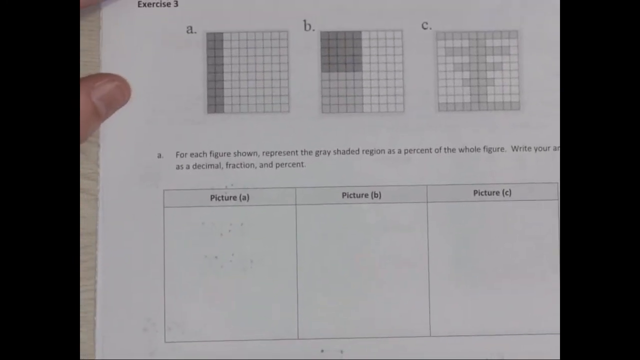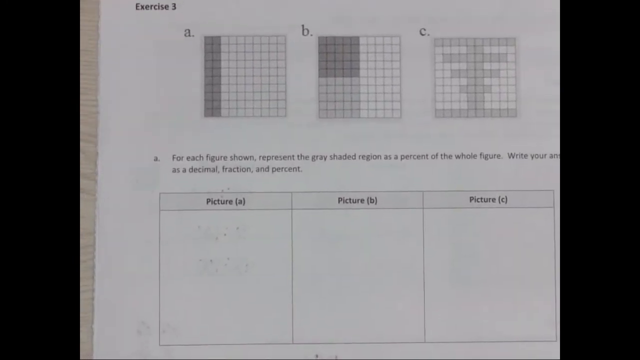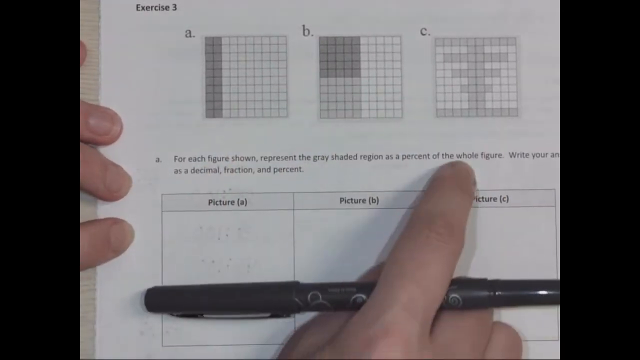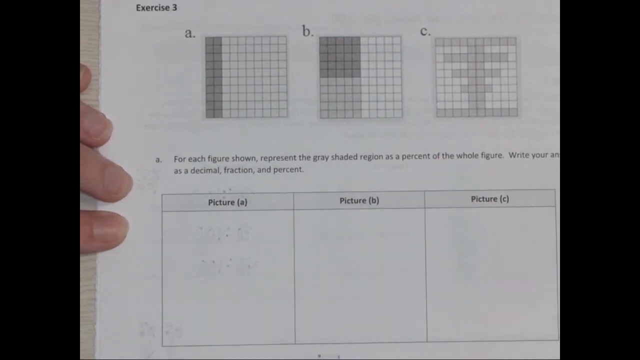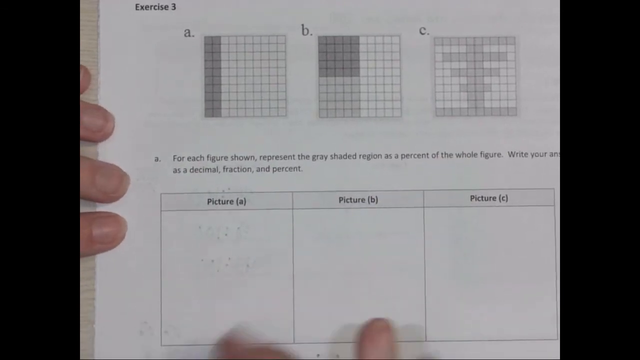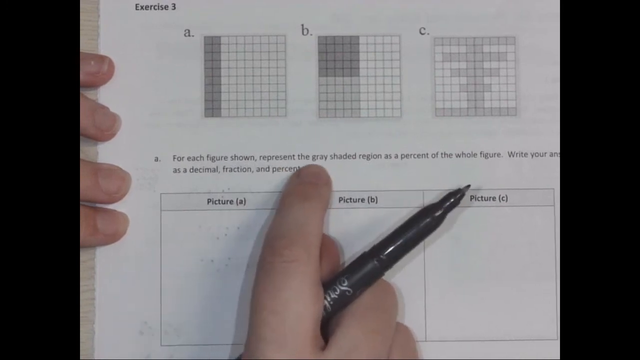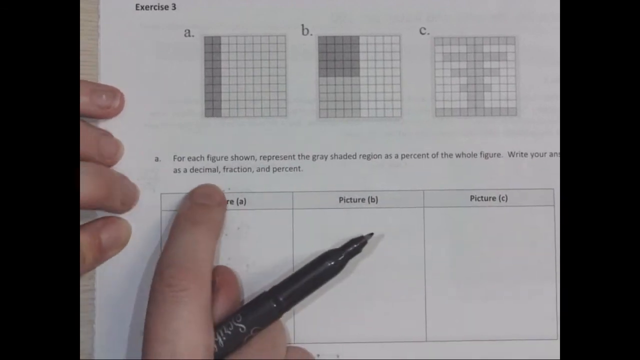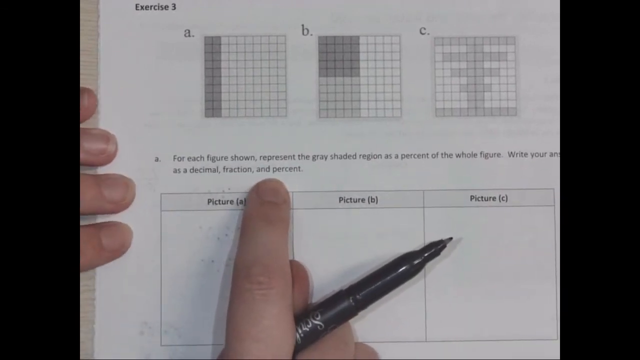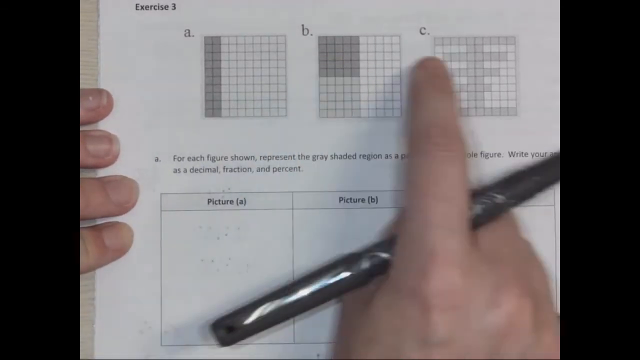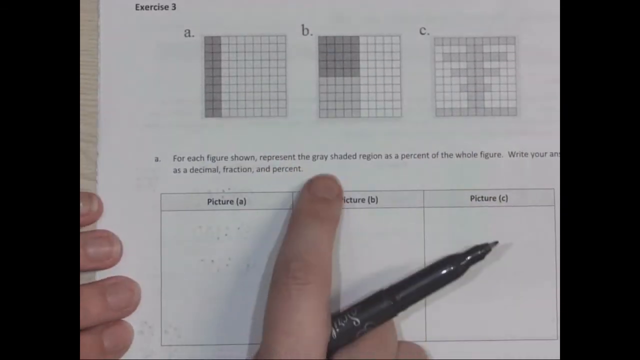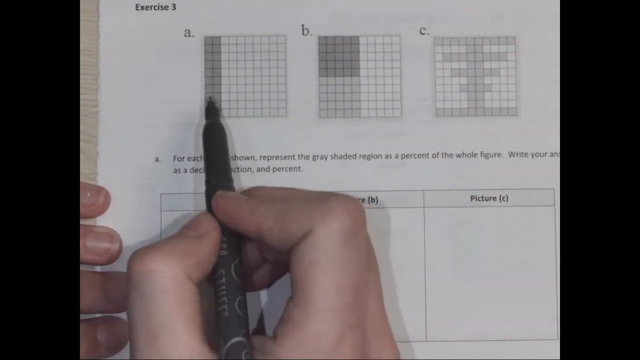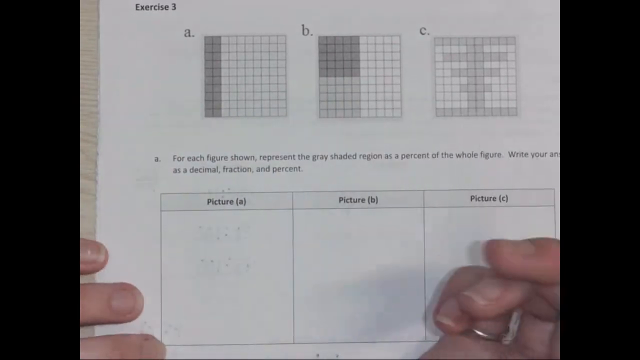There are 3 examples or 3 figures, A, B, and C. Now, I don't really care for the way that this question is written, so we're going to do it a little bit differently, make it a little bit simpler. It says for each figure shown, represent the gray shaded region as a percent of the whole figure. Write your answer as a decimal, fraction and percent. The reason I don't like the way this is written is because there's 2 shades of gray in some of these, and all it says to do is gray to the whole, right? So we're only going to look at the dark gray in A and B.